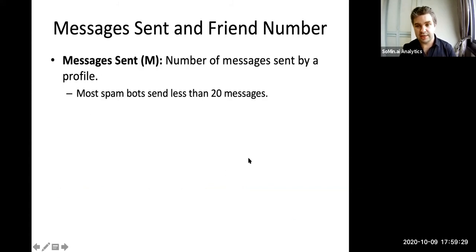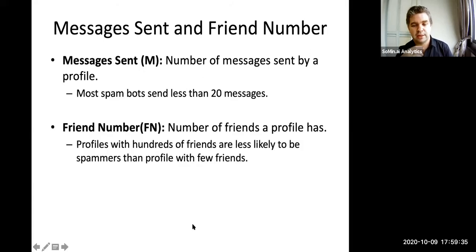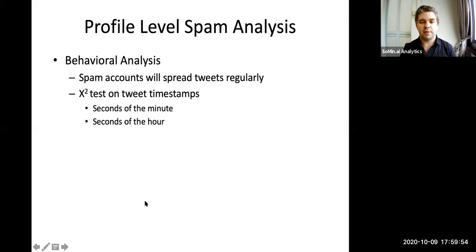Messages sent is the number of messages sent by a profile. Most spam bots send fewer than 20 messages. Friends is the number of friends a profile has. Basically, a profile with a lot of friends is less likely to be a spammer than a profile with few friends. If there is a load of followers, and most of these followers are not spammers, then it's likely that this profile is also not a spamming profile, unless it was compromised.